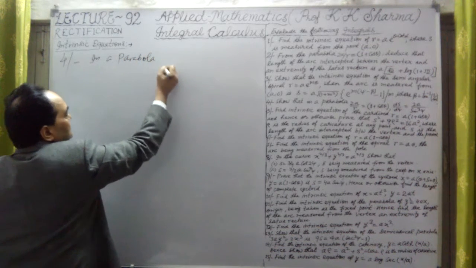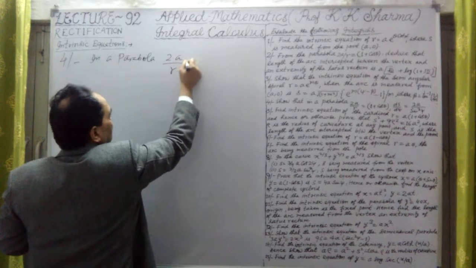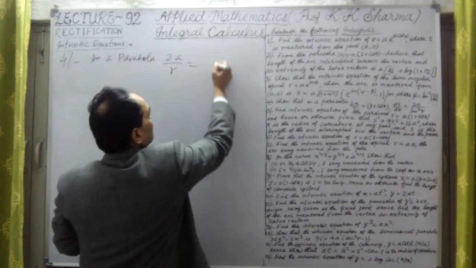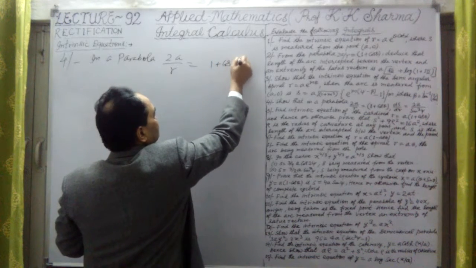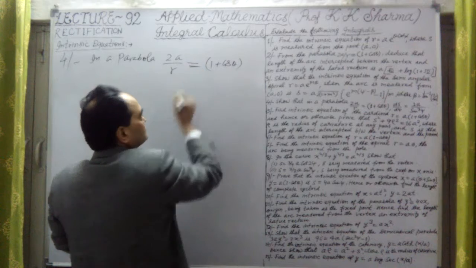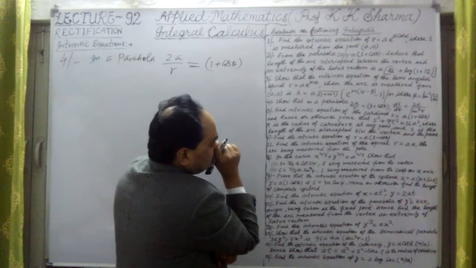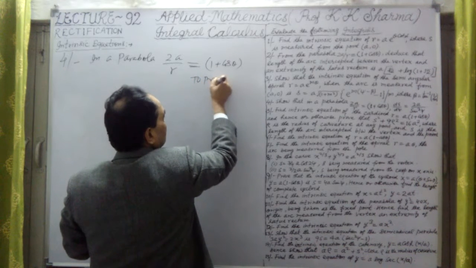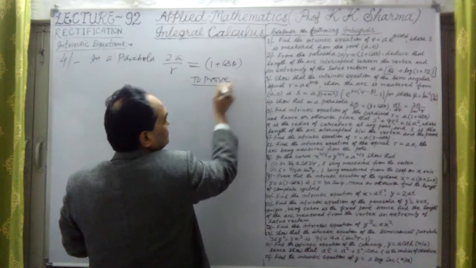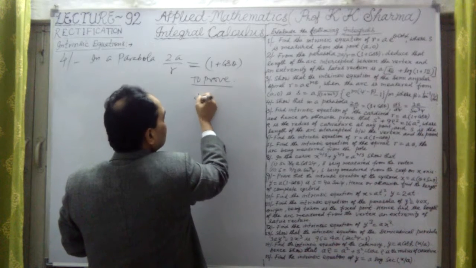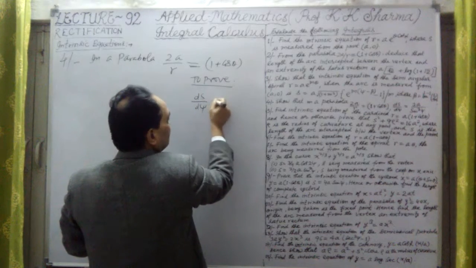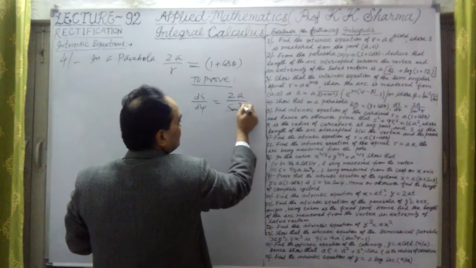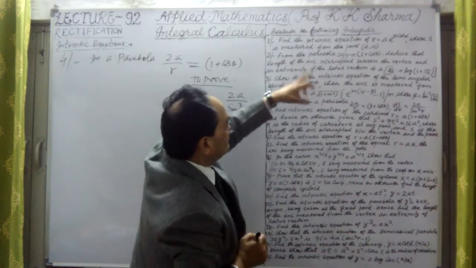In a parabola, 2a upon r is equal to 1 plus cos theta. We have to prove that in this parabola, ds upon d psi is equal to 2a upon sine cube psi. I think we have proved this in question number 2, that was the earlier one.